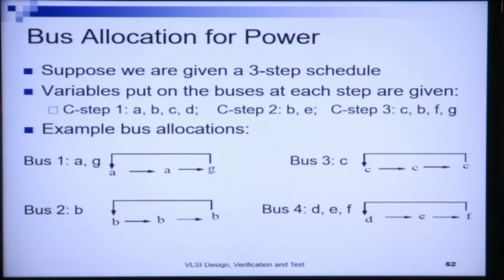Now suppose with respect to bus 1, we see that at time step 1 variable A is in the bus, at time step 2 also variable A is in the bus, and at time step 3 variable G is in the bus. We see that between time step 1 and time step 2 the variable on the bus does not change. So if the data in A does not change between time steps 1 and 2, the power cost incurred will be low. Therefore the objective is to keep the same variable on the same bus line as long as possible, and this is an example allocation.